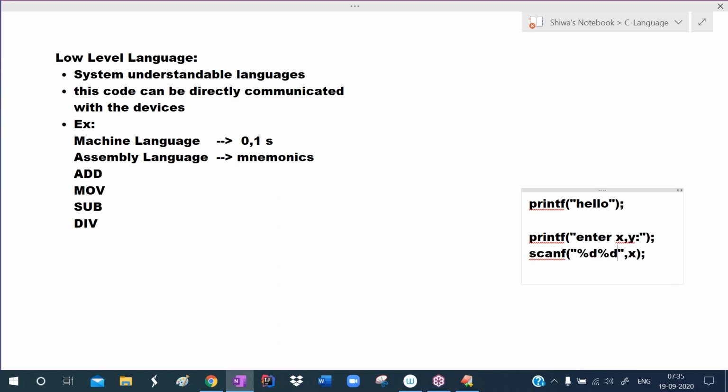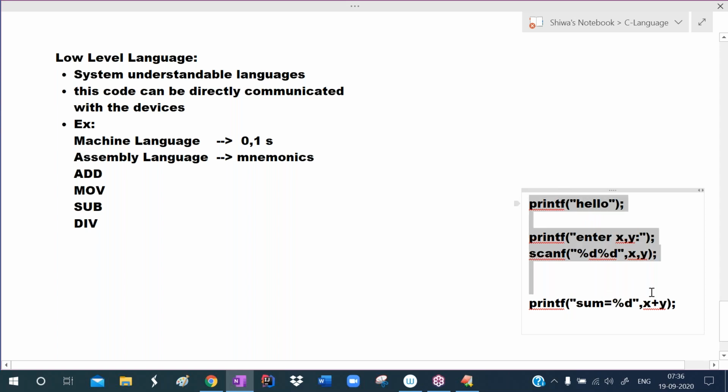%d %d. What are these things? I will explain. This is just one example program I'm showing you. I want to print the addition value. To print it, we write printf sum equals %d, where %d refers to X plus Y. We are printing the X plus Y value. Or otherwise, you can store that value in one variable and print it.